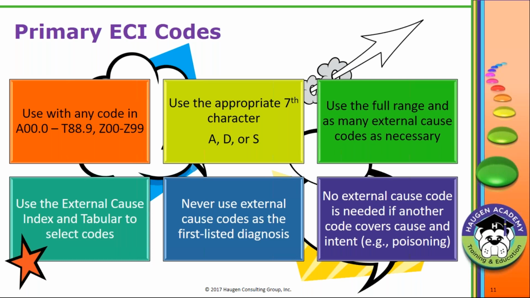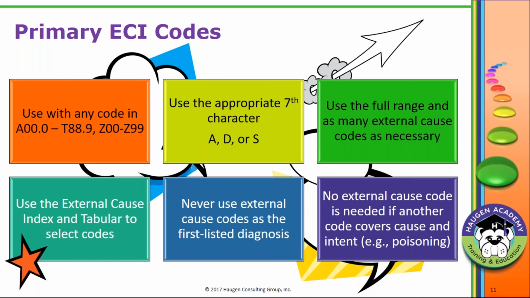It also says to never use external cause codes as first listed diagnosis, and I think we're all pretty much aware of that. I've not seen anybody try to use an external cause code as primary, and you're going to get all kinds of bells and whistles that come up and edits saying, oop, you can't do that.